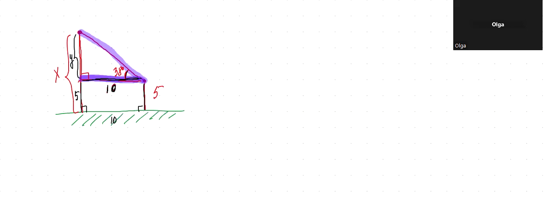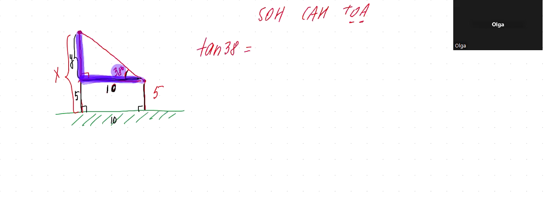Again, angle of elevation, we go by definition. Now, looking at this triangle, I want to highlight what we have. For this angle, 10 is the adjacent leg and y is the opposite leg. So let me write here: SOH CAH TOA. If we have two legs, opposite and adjacent, we go with tangent. So tangent of 38 equals the opposite leg over the adjacent leg.